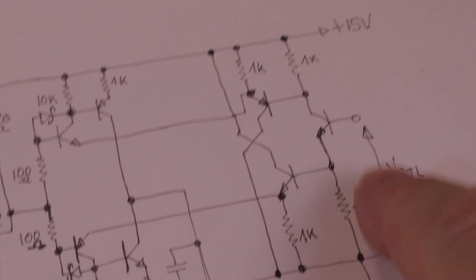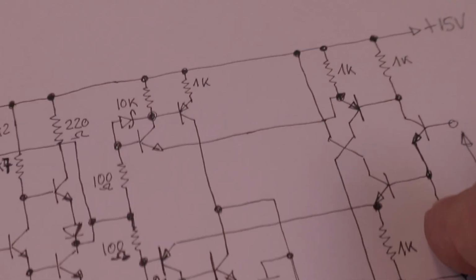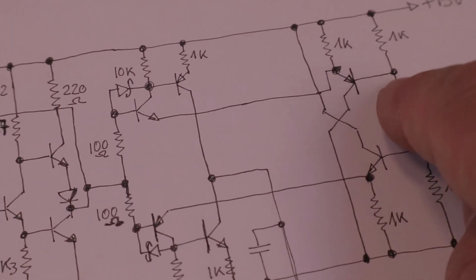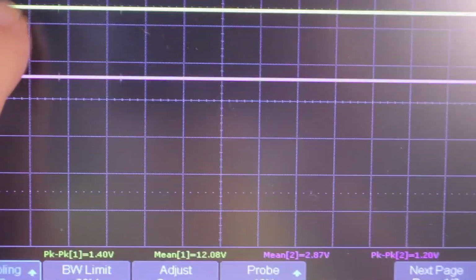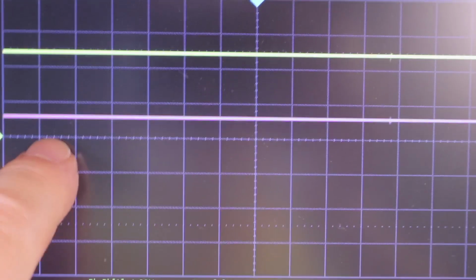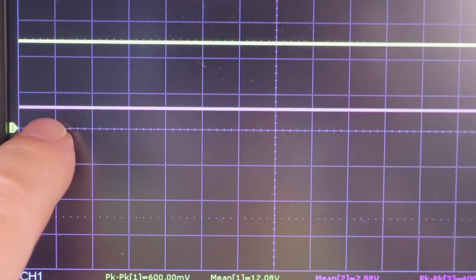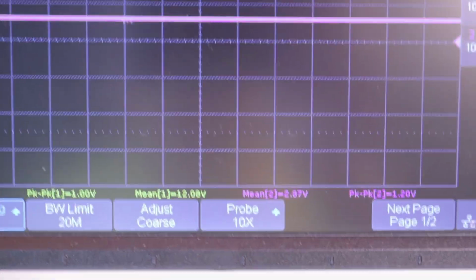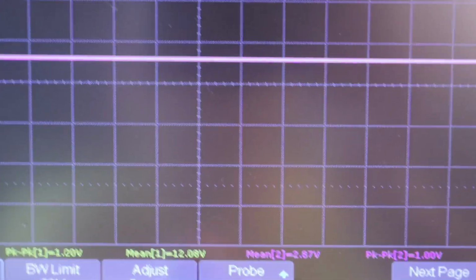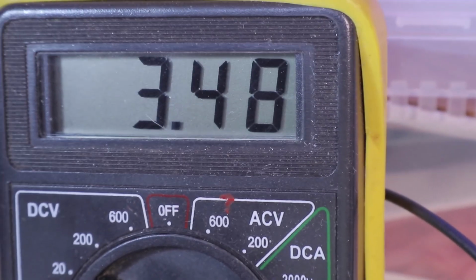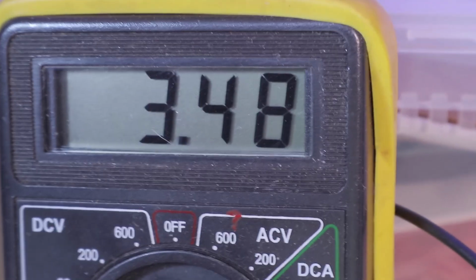You can see this on the oscilloscope. The pink trace is connected here and the yellow trace is connected here. The yellow trace is close to 15 volts, the pink trace is close to zero. The difference is 2.87 volts and 12.8 volts. And the input voltage is 3.48.